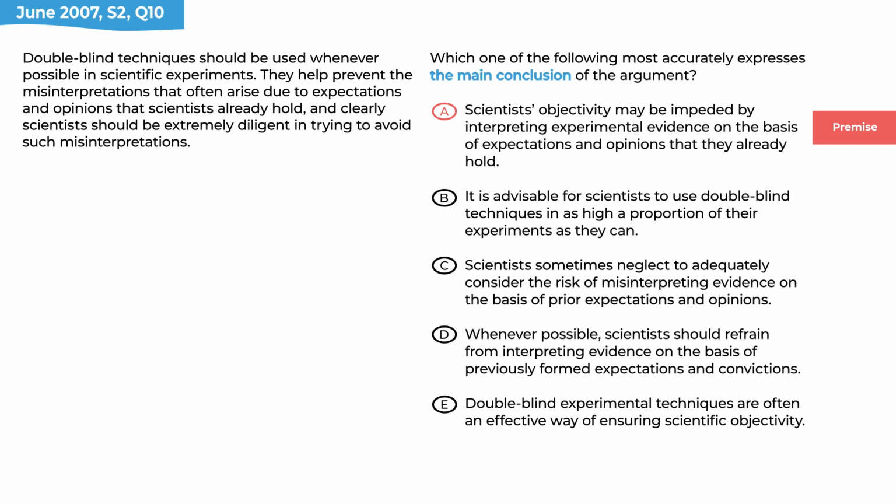That sounds like it matches the recommendation that double-blind techniques should be used whenever possible in scientific experiments. So let's hold on to answer choice B. That looks like a good contender.